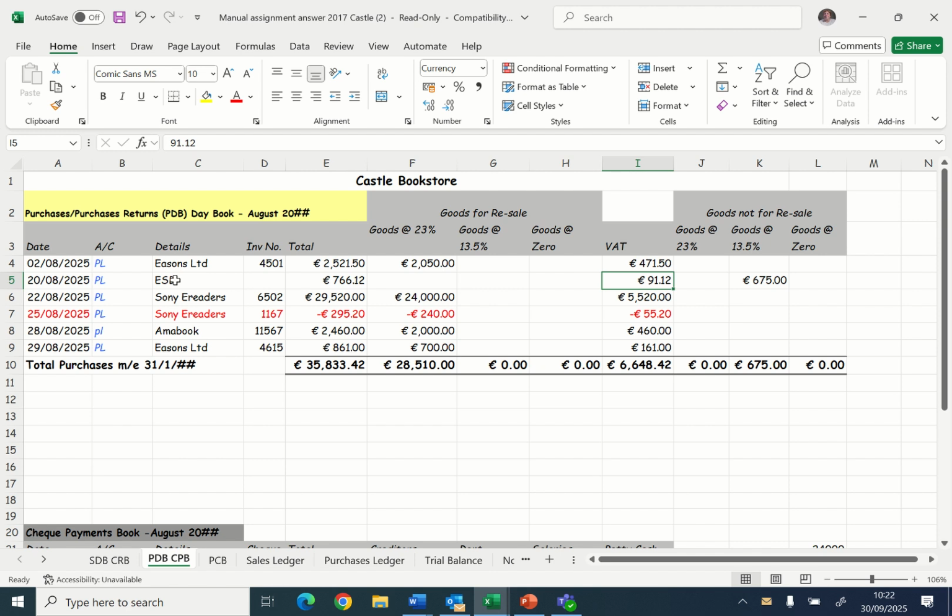We just have one VAT column, and then we just pop in our net amount into the goods not for resale. Our credit note that we have with Sony e-readers goes in here, and it goes in as a minus amount. So just putting in all of the details, summing up or totaling our columns, and that is our purchases daybook. Okay.